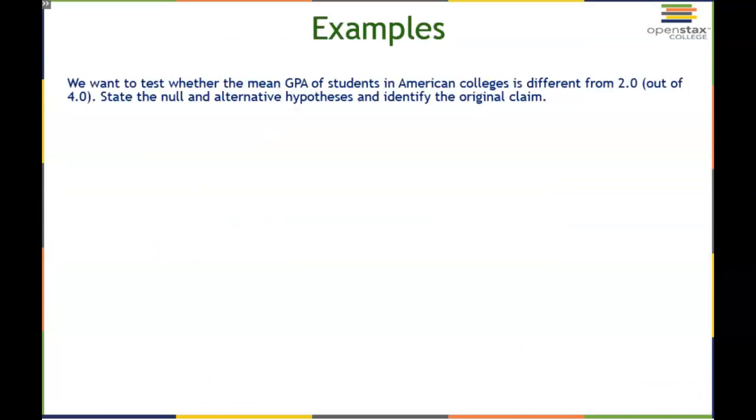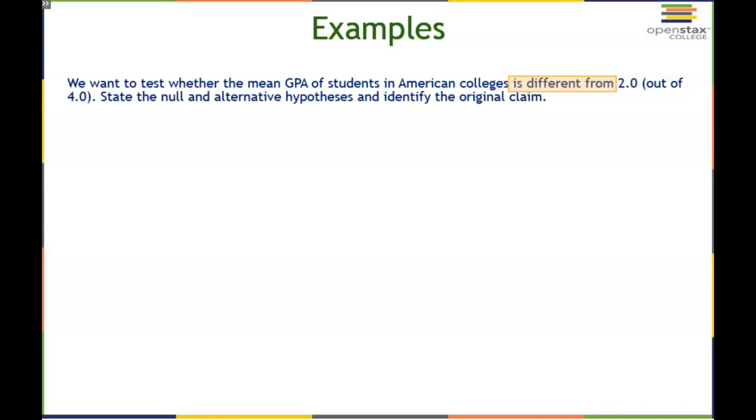Let's look at a few examples. We want to test whether the mean GPA of students in American colleges is different from 2.0 out of 4.0. State the null and alternative hypotheses, and we want to identify our original claim. Now we're looking for our special language. We want to test whether mean GPA of American colleges is different from. So is different from is our special language that we're looking for to help us figure out what symbols we're going to use. Is different from is just a different wording to say not the same.